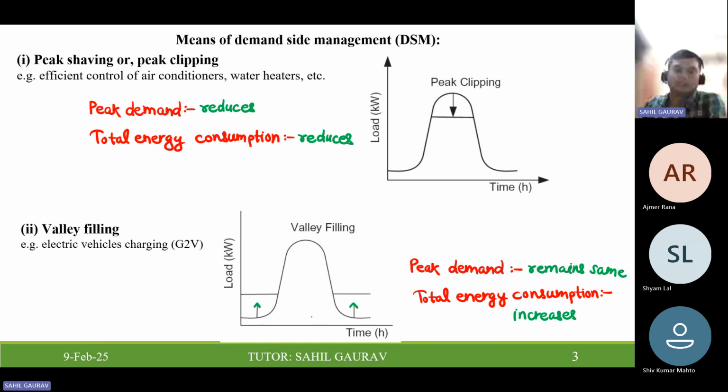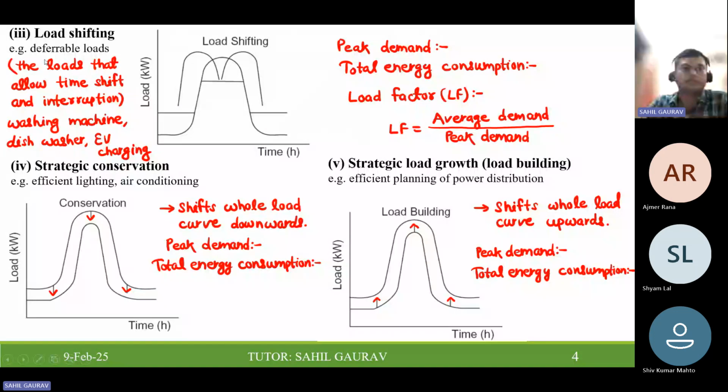Now coming to the third means, this is load shifting. What you are doing is shifting the demand during peak hours to off peak hours. Whatever demand is happening at the peak hours, you are shifting to off peak hours. So how can you do this load shifting? By means of deferrable loads. And deferrable loads means the loads that allow time shift and interruption.